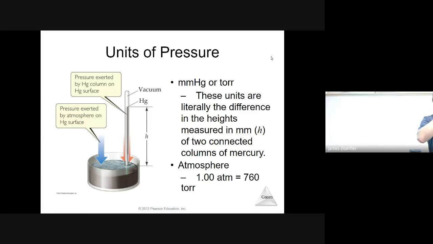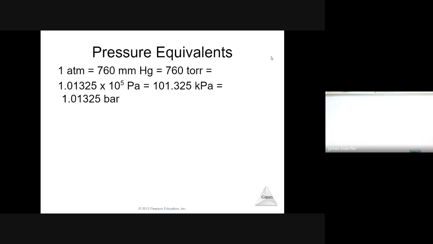So you're going to have about 5 or 6 units of pressure that we're going to be utilizing throughout this chapter. And here are your conversion factors. Everything you see on here is equal to everything else. So 1 atmosphere is equal to 760 millimeters of mercury, or 760 torr, or 1.01325 times 10 to the 5th pascals, or 101.325 kilopascals, or even 1.01325 bar.